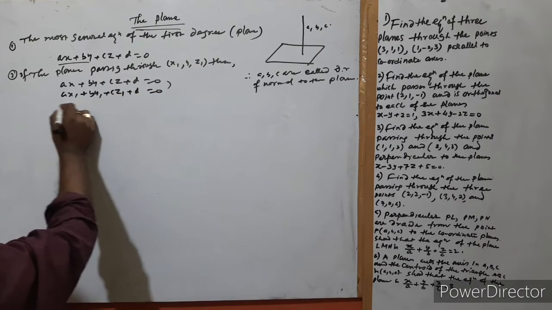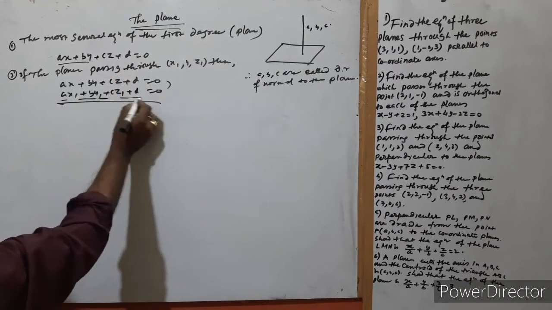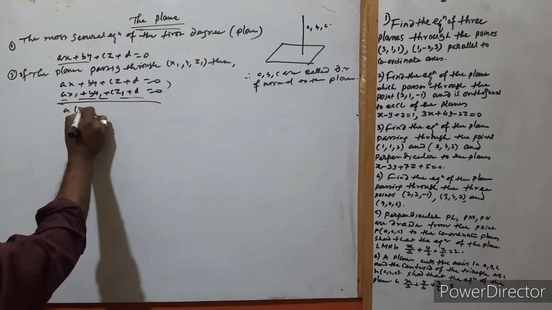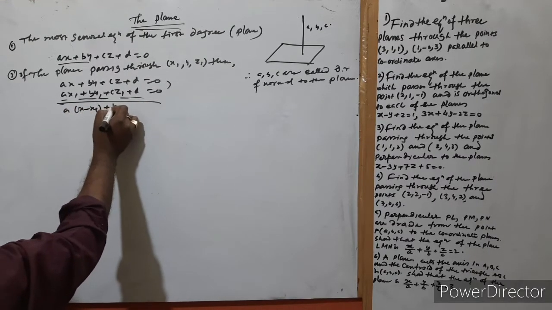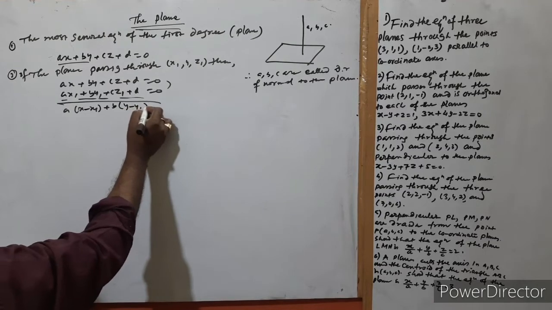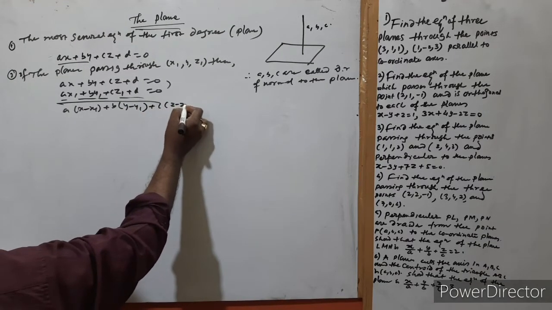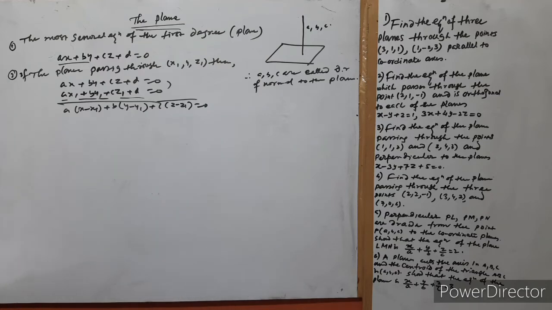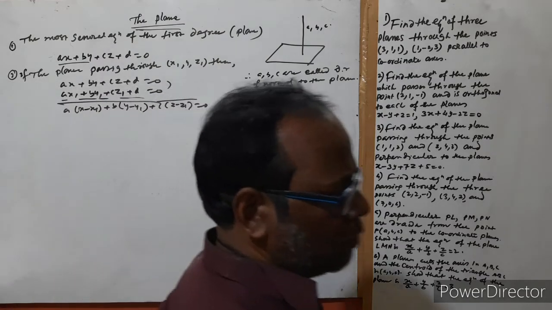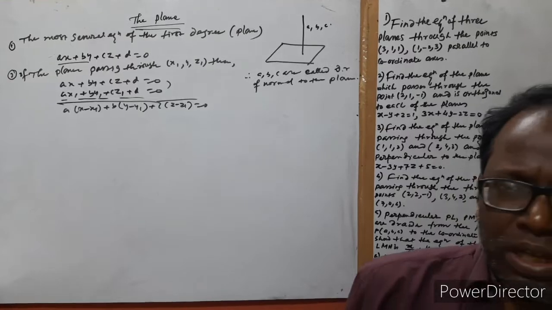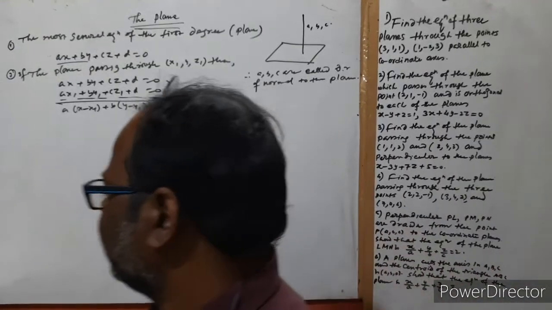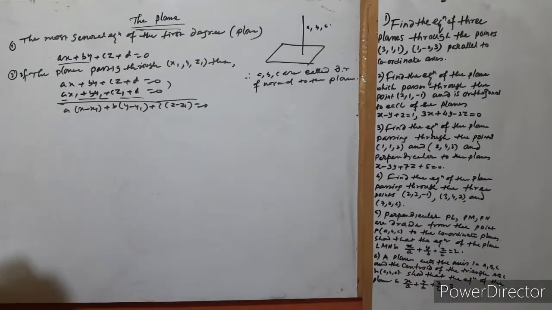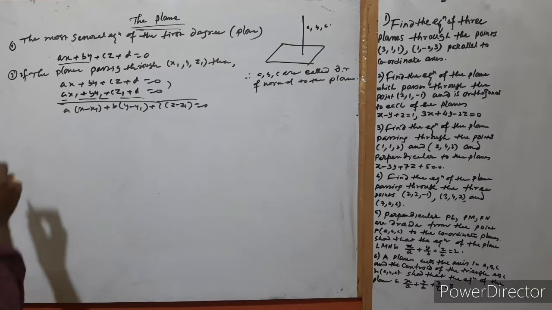d equal to 0. And now subtracting these two equations, we get here a into x minus x1, plus b into y minus y1, plus c into z minus z1 equal to 0. Okay, this is another form of the plane passing through the point x1, y1 and z1. Okay, this is it. And now the normal form of the plane.